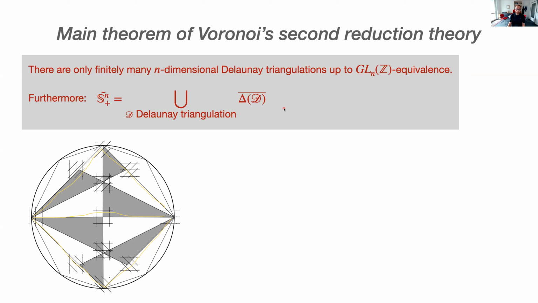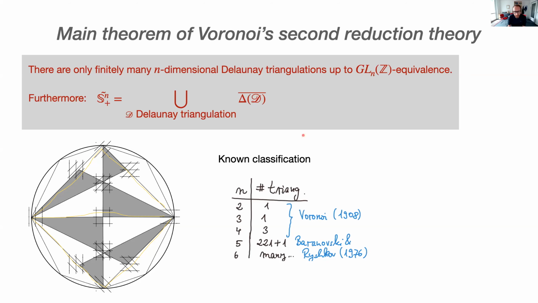Good. So then you might ask, how many different triangulations do we have? And there's a known classification, which is known up to dimension 5. So in dimension 2, there is one triangulation up to GL_2(Z) equivalence. Also in dimension 3, there's one triangulation up to GL_3(Z) equivalence. But then starting from dimension 4 on, things become more interesting because you have more different kinds of triangulations. So in dimension 4, you have 3 different kinds. And this was all proved already by Voronoi in 1908 in his original paper.